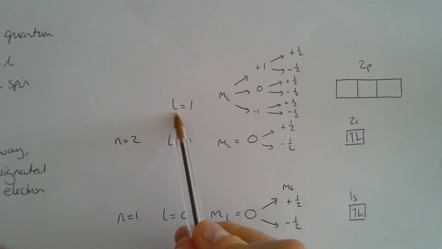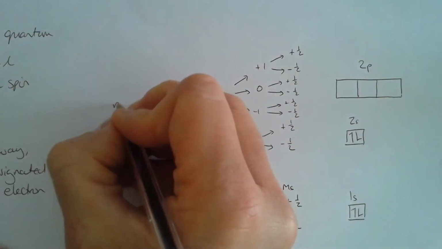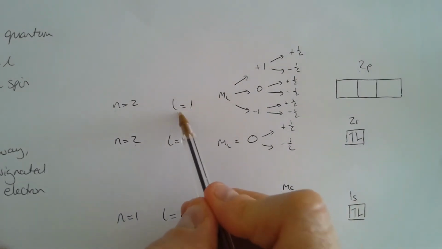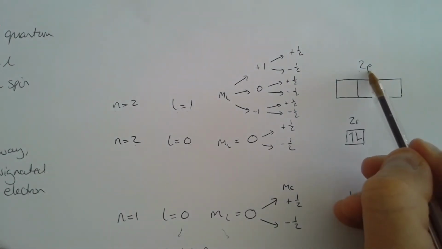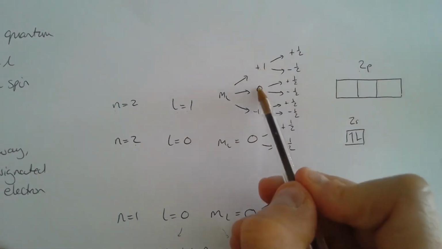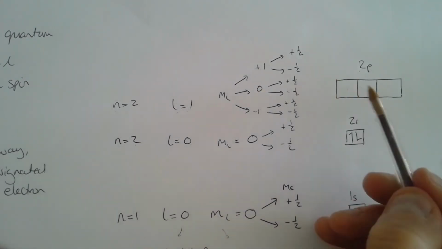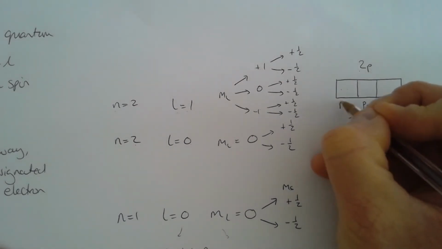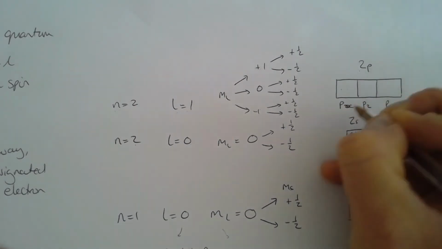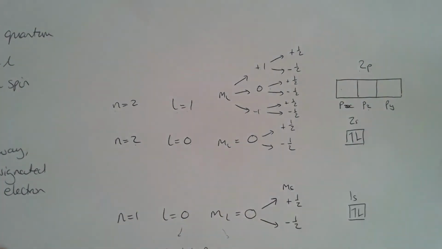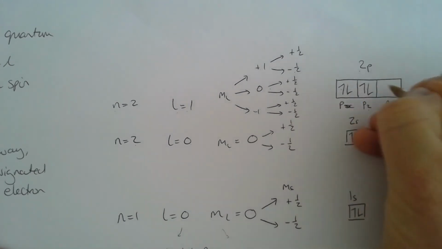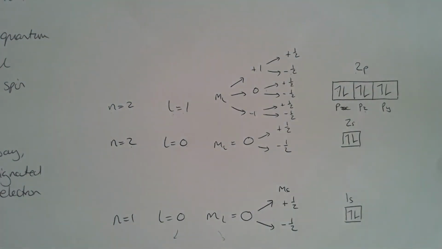So n equals 2 describes the 2. The L having a value of 1 we call our p subshell. We have three possible values of ml, which are our three orbitals here. We would actually call these the pz, px and py. So the pz has the value of 0, the px and py can be plus or -1. And then each of our possible magnetic spin numbers would be equivalent to our 2 electrons in each orbital.